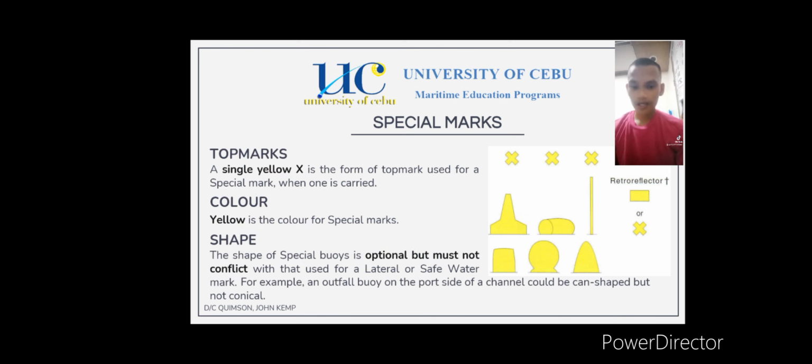Top marks. A single yellow X is the form of top mark used for a special mark when one is carried. Color: yellow is the color for special marks. Shape: the shape of special buoys is optional but must not conflict with the use for a lateral or safe water mark. For example, an outfall buoy on the port side of a channel could be can shaped but not conical.